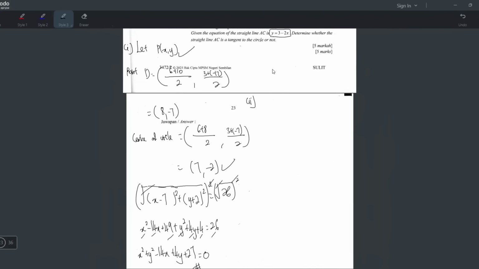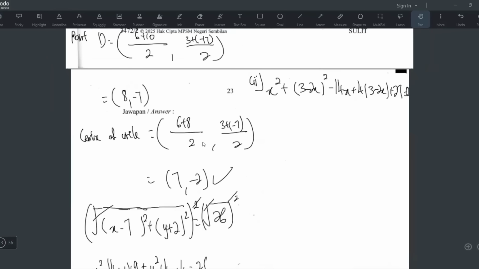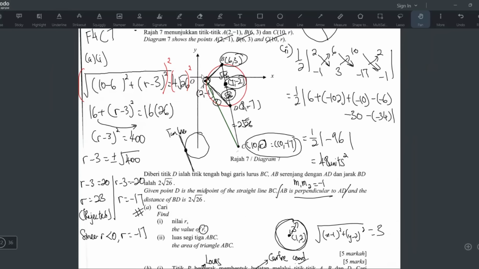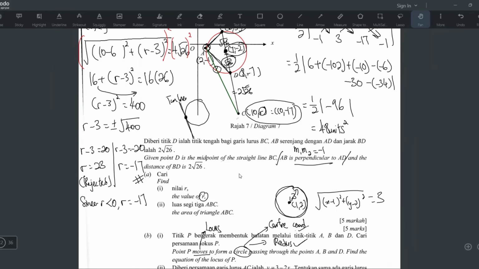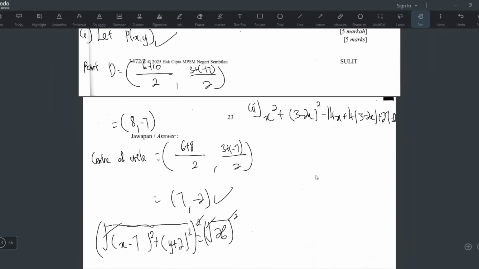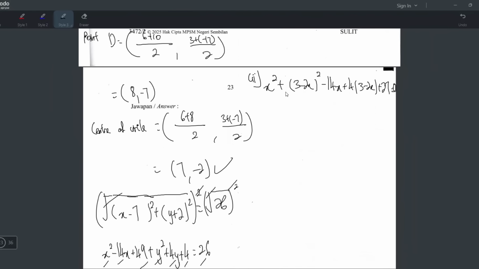So I'll do substitution lah. It becomes x square plus y square minus 14x plus 4y plus 27 equals 0. And the y here is 3 minus 2x. Of course, when I expand this, I will get a quadratic. But after getting the quadratic, you don't have to solve for x. Of course, if you find x, you will know already it's two different roots. But the correct way is to do b square minus 4ac. Alright, let's simplify first.